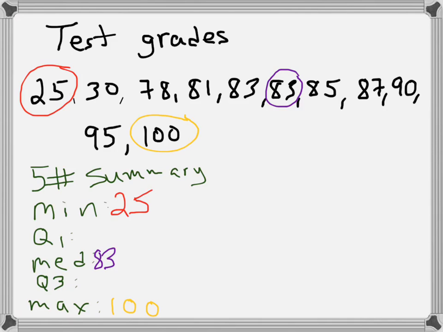What else? And then we need the quartiles. So our first quartile is 78. You look at the bottom half of the data excluding the median, and you take the median of this data, which would put us at 78.